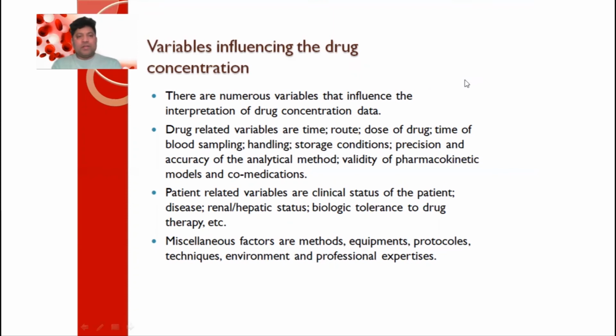There are different variables that influence the drug concentration. There are various variables that influence the interpretation of drug concentration. Drug-related variables are time, route, dose, time of the blood sampling, handling, storage condition, precision and accuracy of the analytical method, validity of pharmacokinetic models, and co-medication. The patient-related variables are clinical status of patients, disease, renal and hepatic status, and biological tolerance to the drug therapy. Miscellaneous factors are method, equipment, protocols, techniques, environment, and professional expertise that may influence or affect the drug concentration in the patient.